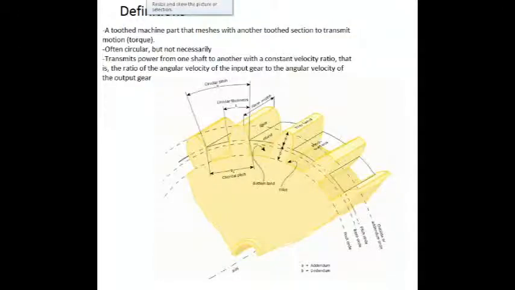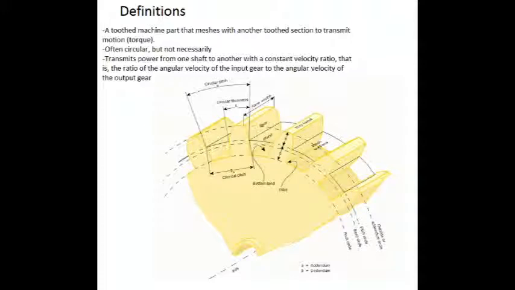A gear in its simplest form is a toothed machine part that meshes with another toothed section to transmit torque. While they are often circular, an array of shapes can be used for gears for different purposes, some of which I will speak on later in the video. Gears are incredibly useful in our society due to the fact that they allow power to be transferred from one shaft to another with a constant velocity ratio. This velocity ratio is determined using the number of teeth on each gear.